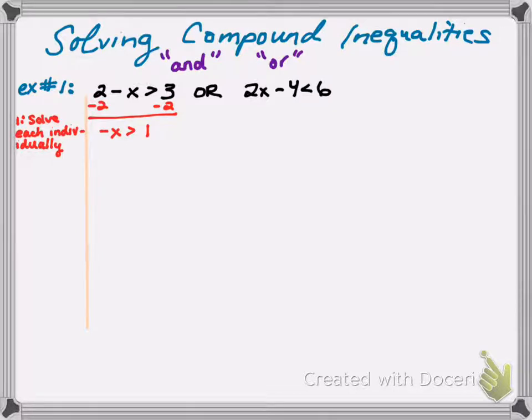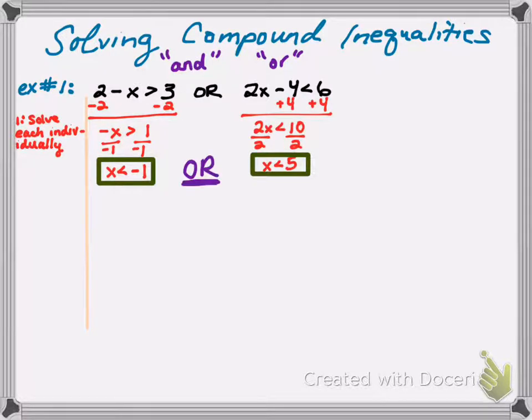Subtract 2 from both sides to get the variable term by itself. And then if you guys remember, when we have a negative x, we have to divide by a negative 1. But we also can't forget that we have to flip the sign when we multiply or divide by a negative. So then we get x is less than negative 1. Solving the other one, add 4 to both sides, divide both sides by 2, we get x is less than 5. We did not have to flip the sign because we divided by a positive number.